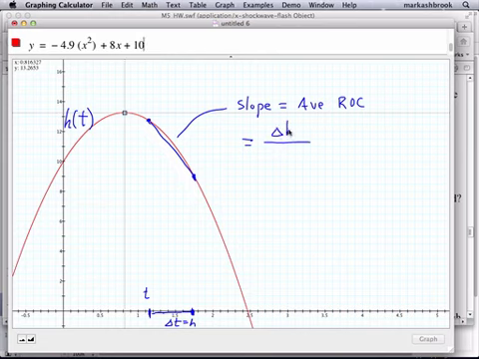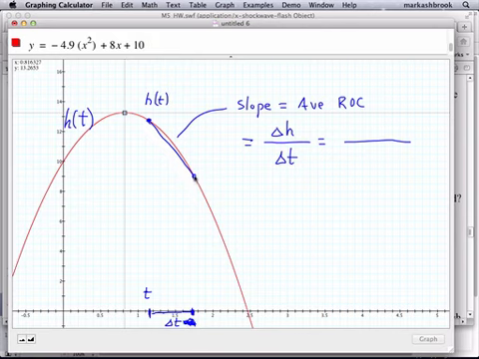Delta h over... okay, so what's the change in height? What's the height here at time t? No, at any time t. No, what's the height here? H of t, right? No matter what time we pick, we can represent the corresponding height as h of t. What's the height here? Oh, sorry. Yeah, this is a little confusing. So we'll just stick with delta t.